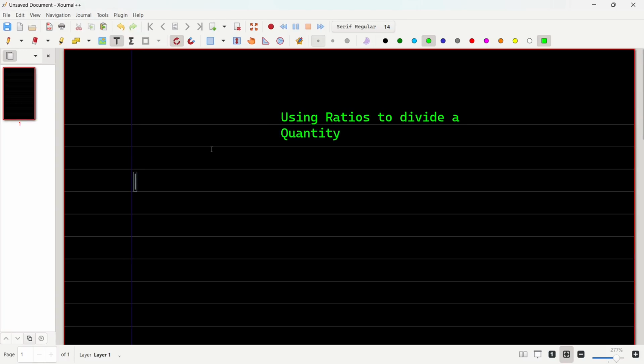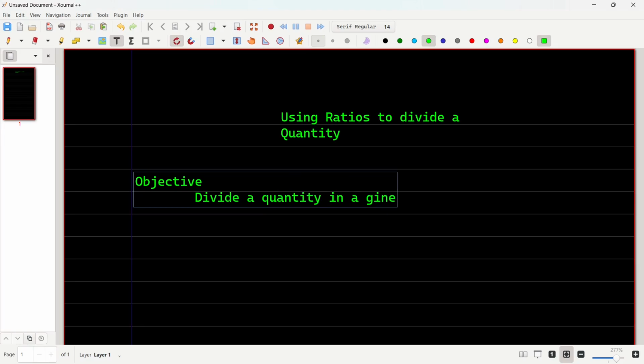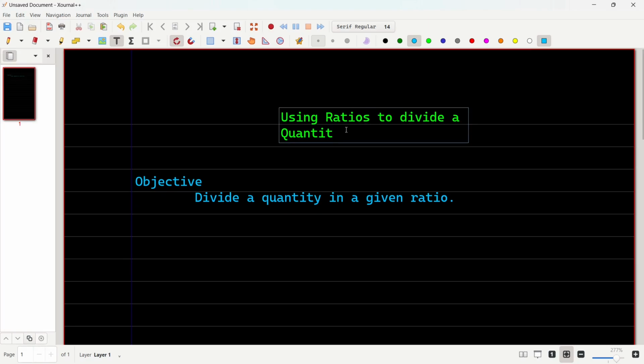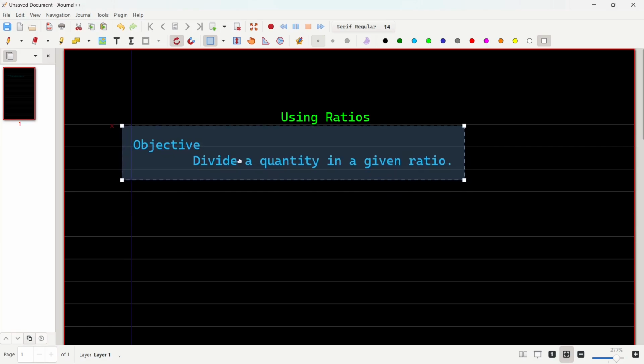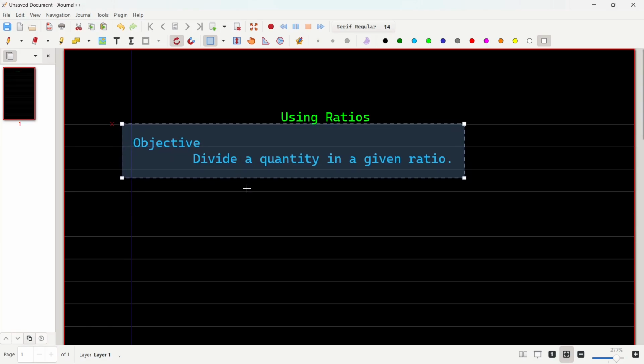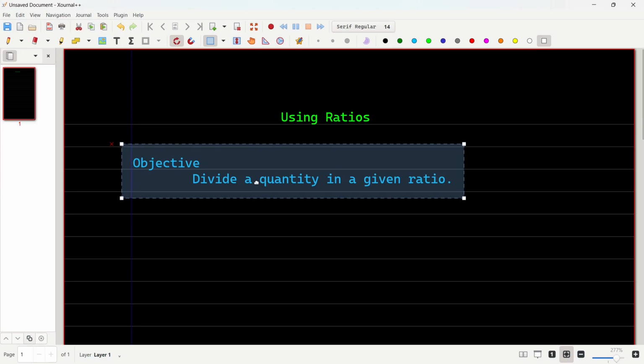The objective for the lesson is going to be to divide a quantity in a given ratio. All right, so we know already what a ratio is. Now we're going to see how we can use ratios to divide quantities. We're going to learn how to use the ratios to divide a quantity so that everybody gets a particular amount or a particular share of the quantity.